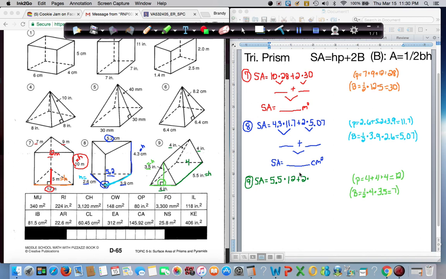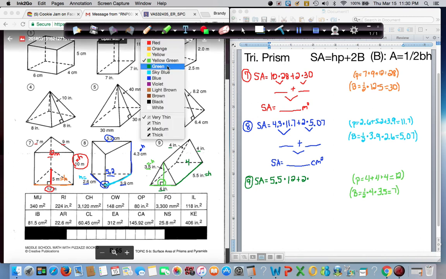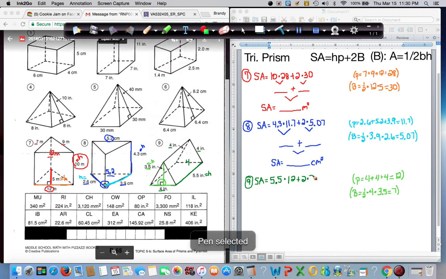I have 2 of them, so I'm going to say 2 times 7. So we multiply 5.5 times 12 to get the area of the 3 rectangles, and then we multiply 2 times 7 to get the area of both my bases. We add those together and we have the surface area of the entire prism. And you guys have made it through all 9 problems. Alright, and this is going to be inches squared.